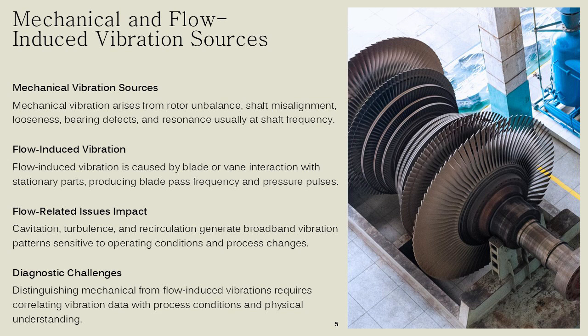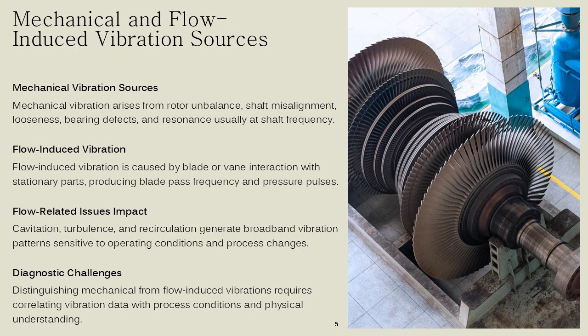In contrast, flow-induced vibration is more specific to turbomachinery and arises from the interaction between the rotating impeller blades, vanes, or lobes and the stationary components such as volutes, diffusers, and casings. As each blade passes a stationary obstruction, it generates a pressure pulse, producing a periodic forcing function known as blade, vane, or lobe pass frequency.